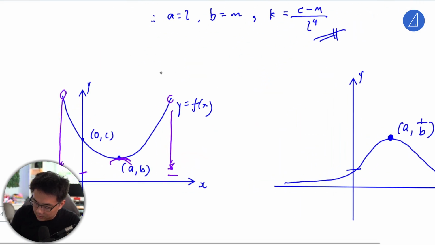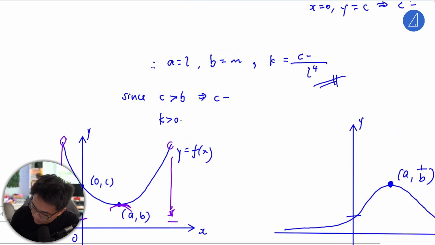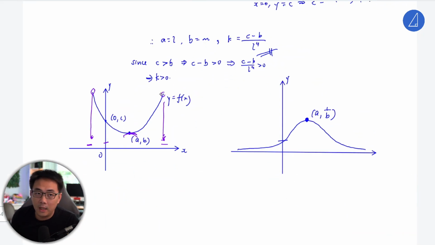Firstly, I assume that K is bigger than 0 here, but we have to take note that C is bigger than B, right? So essentially C minus B is bigger than 0. So C minus B over L to the power 4 will be bigger than 0. This tells us that K is bigger than 0. Why is K bigger than 0 important? Because it assures us that it's a smiley face here. If K is less than 0, then it will be a sad face.